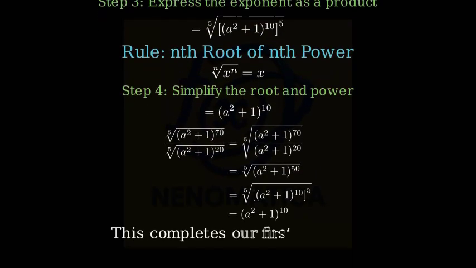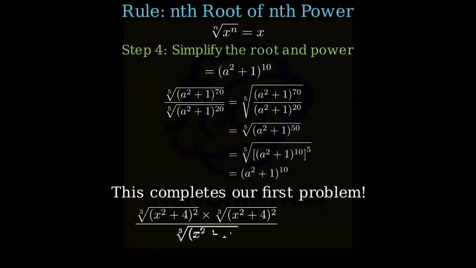Let's review the steps. First, we combined the quotient of fifth roots into a single root. Then, we subtracted the exponents inside the root. Next, we expressed the exponent as a product. Finally, we simplified the root and power to get our answer. Let's move on to our second problem.